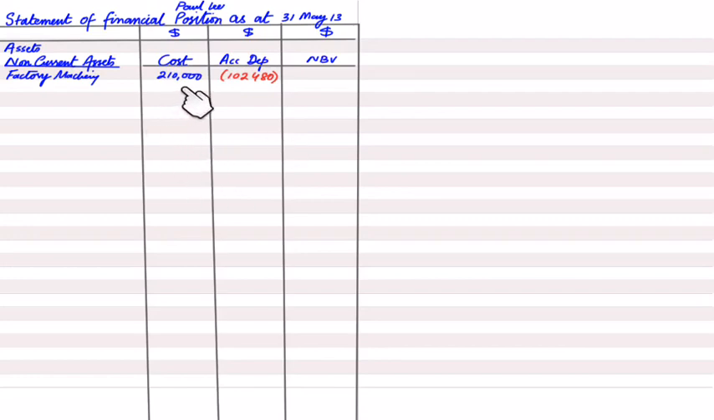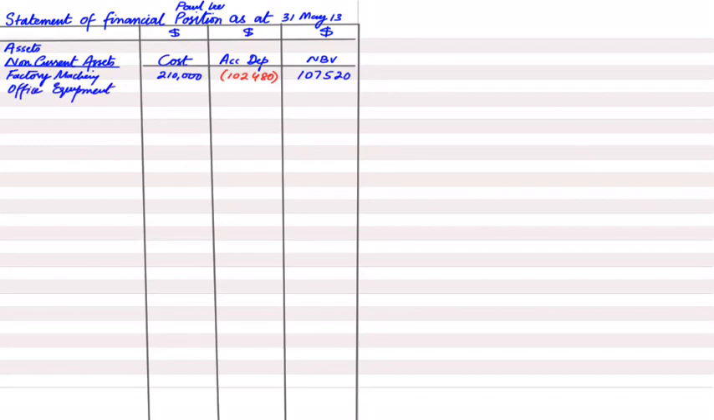So we have bought this machinery for 210,000, and out of this 102,480 has been depreciated till date. If we deduct these 2 figures, we'll get the amount of net book value. Net book value is the value that remains in the books at this date.